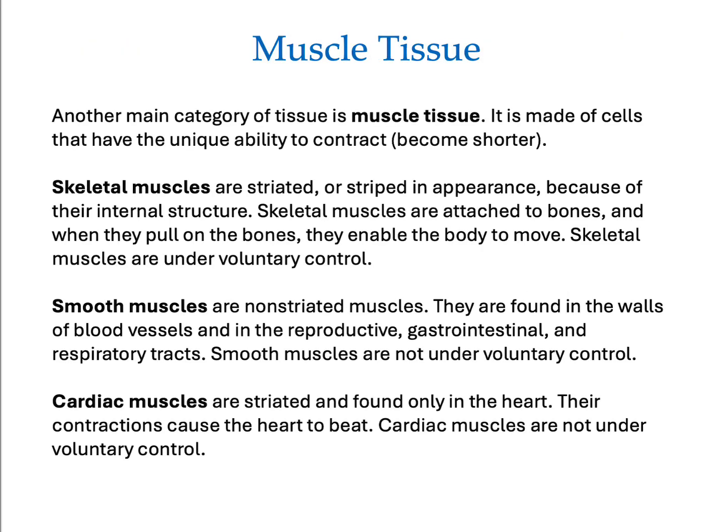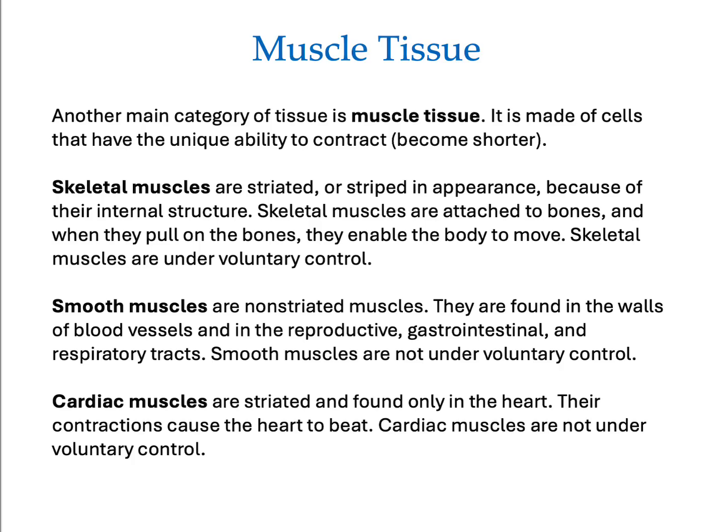Another main category of tissue is muscle tissue. It's made of cells that have the unique ability to contract. Skeletal muscles are striated or striped in appearance because of their internal structure. Skeletal muscles are attached to bones, and when they pull on the bones, they enable the body to move. Skeletal muscles are under voluntary control.